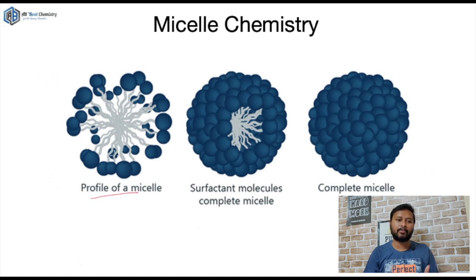In the starting structure, you can see that the ions are coming closer to each other, and at the end, this is the complete micelle. So this is actually spherical in shape, right? I just wanted to make it very clear that this is how your micelle actually looks. Now let's go to the other properties of micelles.